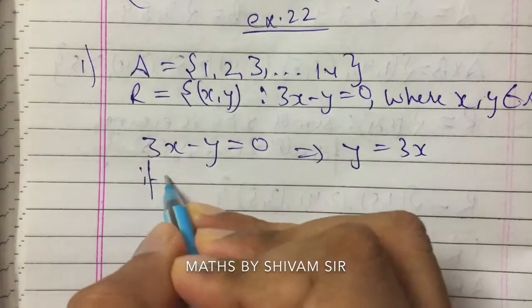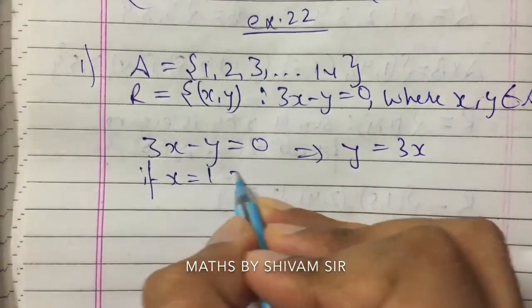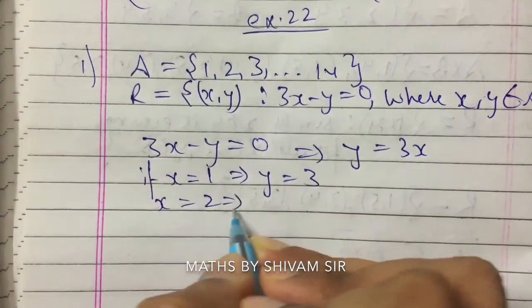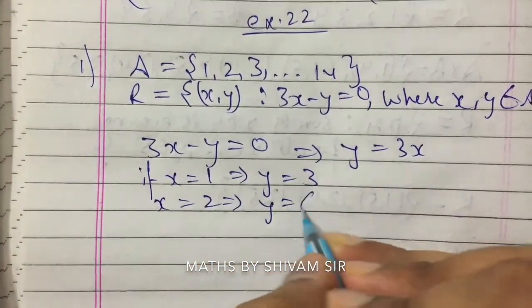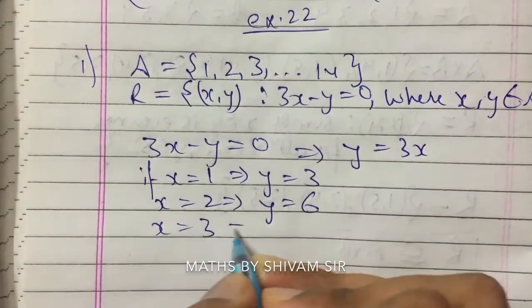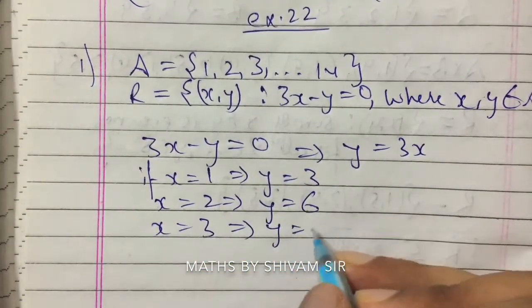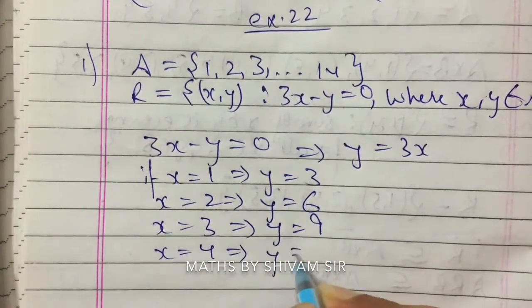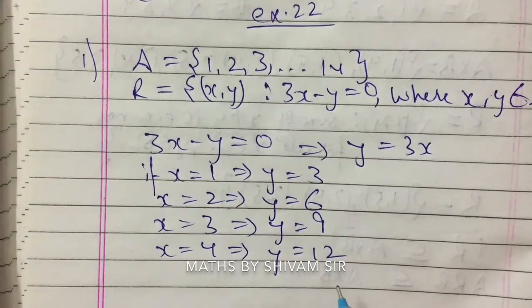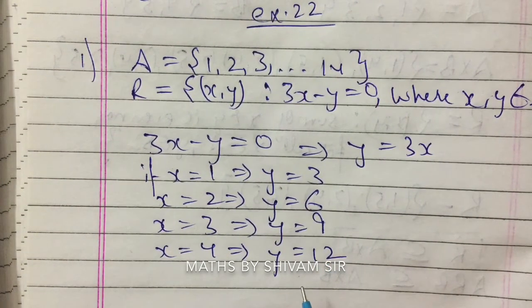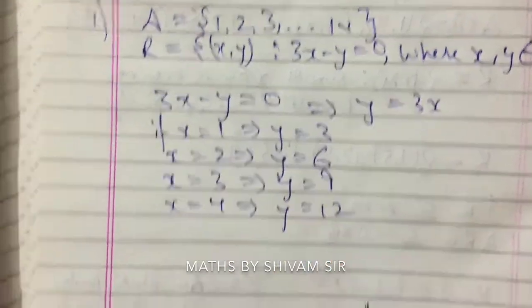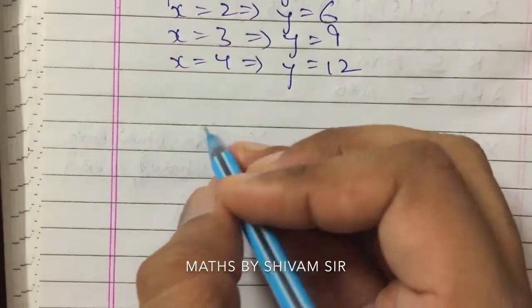So if x is equal to 1, this implies y is equal to 3. If x is 2, y is equal to 3 multiplied by 2, 6. If x is 3, y is equal to 3 multiplied by 3, 9. If x is 4, y is equal to 4 multiplied by 3, 12. So these all values we can take only. Why we can take only these values? Because we know the range of A is up to 14 only.